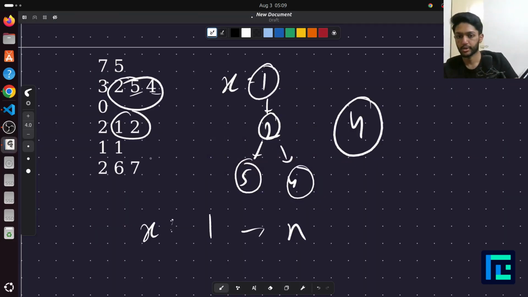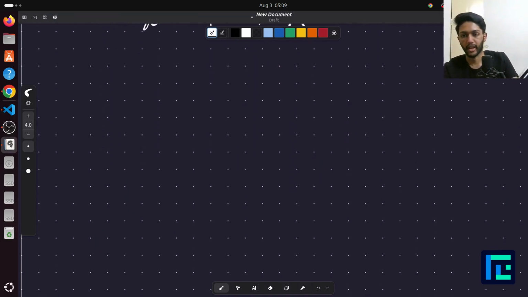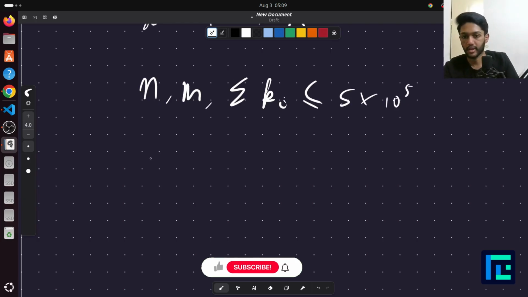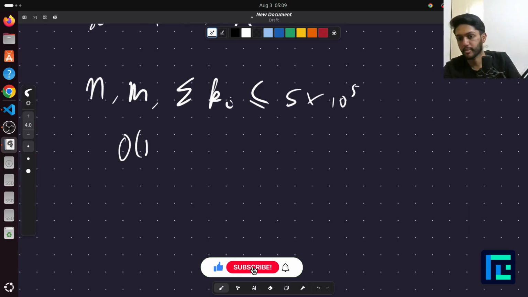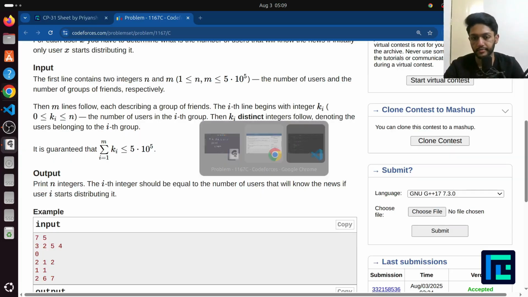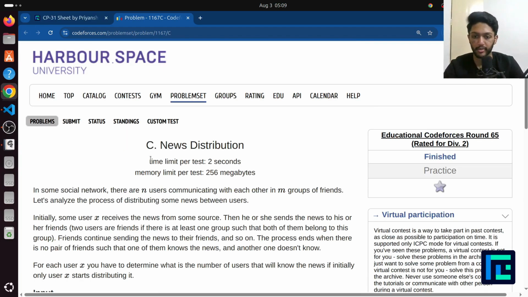Okay, since n and m and the summation of ki are all up to 5v5, 5 into 10 to the power 5, you can hope to solve it in O of n plus m, linear, or logarithmic, like n into log m or something. These complexities will work. So just try to solve this in those complexities. I am giving you some time to pause the video and try it by yourself.